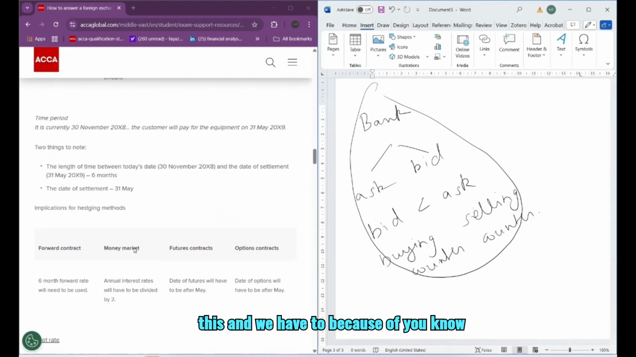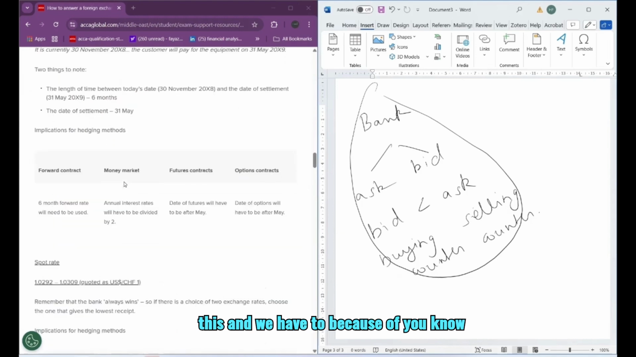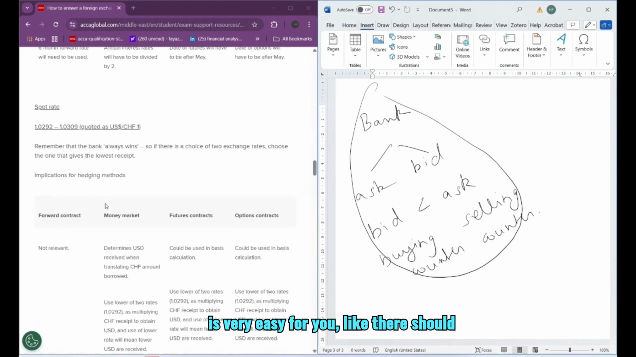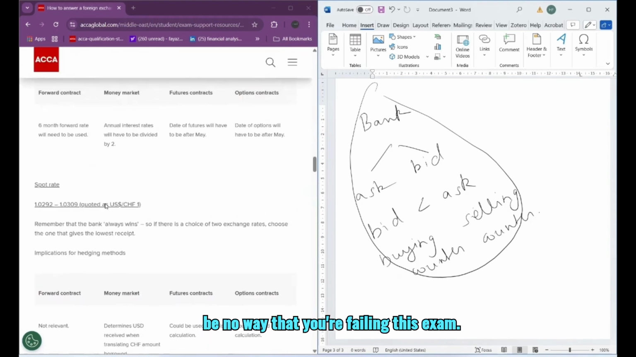We have to consider this because of finding out which futures, which forward contract will be useful. So this technical article is literally walking you through every step, what you're supposed to consider. Just like a baby, they're spoon feeding you what is a month, how many months there are, these are the due dates, and so on. So it is very easy for you. There should be no way that you're failing this exam. So please read through these articles, understand where you're going wrong, and so on.